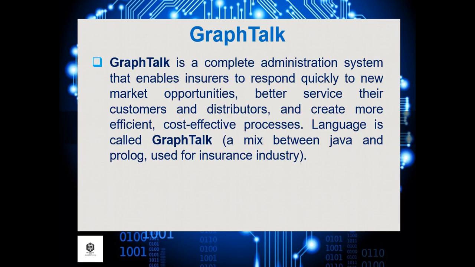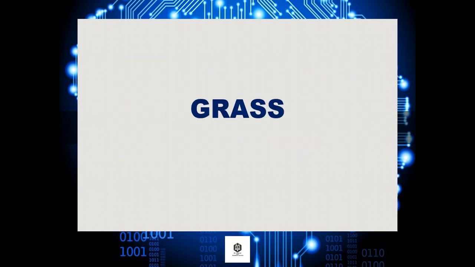GraphTalk. GraphTalk is a complete administration system that enables insurers to respond quickly to new market opportunities, better service their customers and distributors, and create more efficient, cost-effective processes. The language is called GraphTalk, a mix between Java and Prolog, and used for the insurance industry.